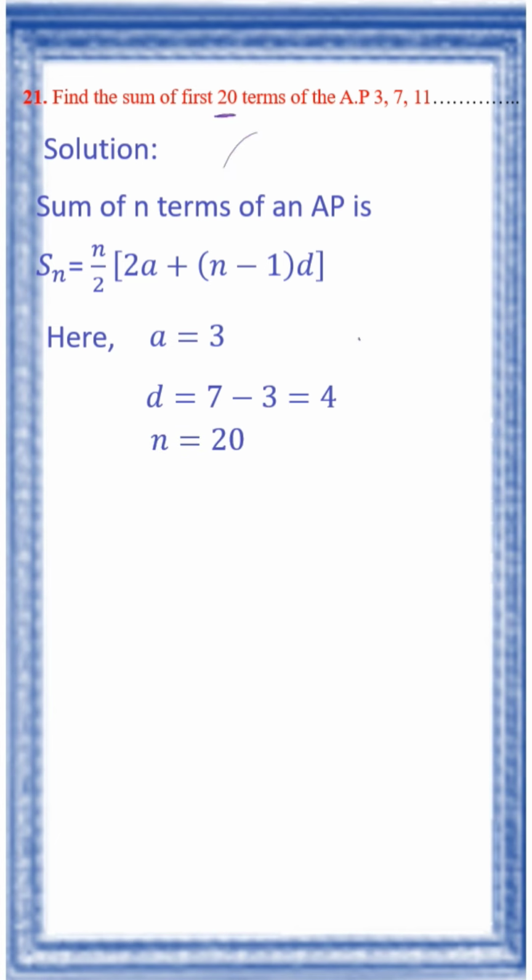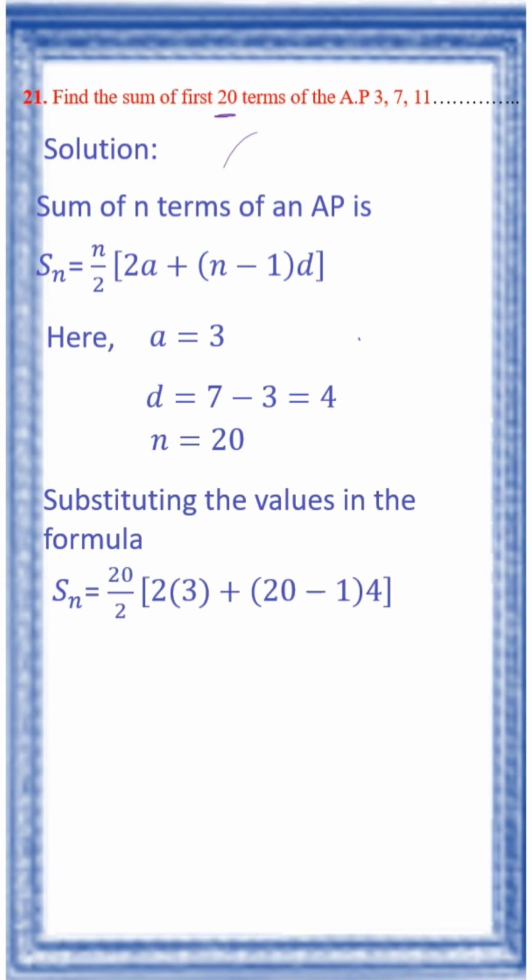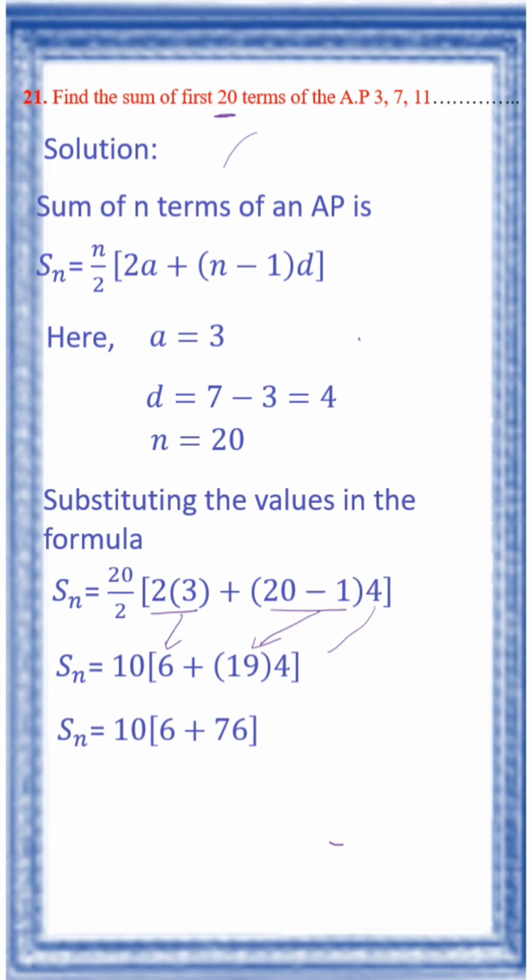Now let us substitute the values in the formula. We get 20 by 2, 2 into 3 plus 20 minus 1 into 4. Now let us solve. 20 by 2 is 10, 2 into 3 is 6, 20 minus 1 is 19 into 4. Here 19 into 4 is 76. Now add these two, you will get 82. 10 into 82 is 820. So the sum of 20 terms of the AP is 820.